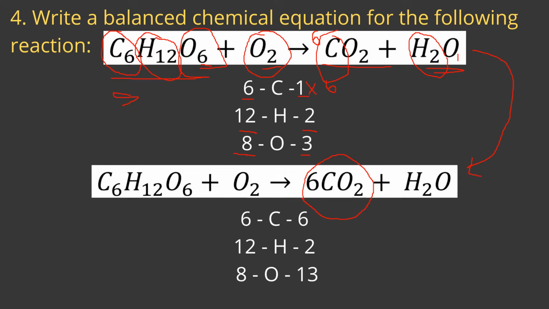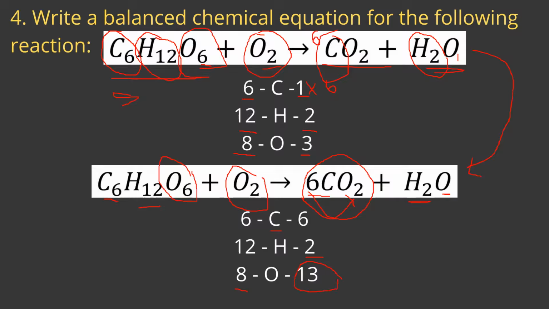Then before you go to balancing the hydrogens, you check. The number of carbons on this side is 6, and on this side, 6C, it's 6. The number of hydrogens on this side is still 12, and on this side, because it's H2, it's still 2. The number of oxygen is still the O6 plus O2, which gives us 8. And on this side, now we have 6 times 2, the 6 here multiplied by this small 2 for the oxygen, which gives us 12, plus this oxygen over there, which is now 13, right?